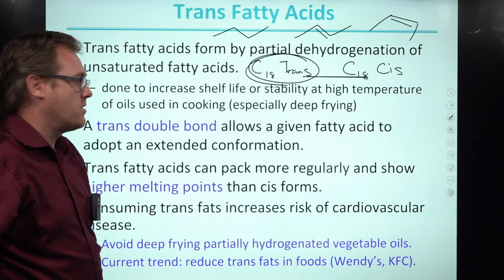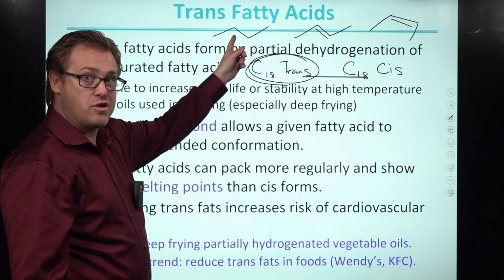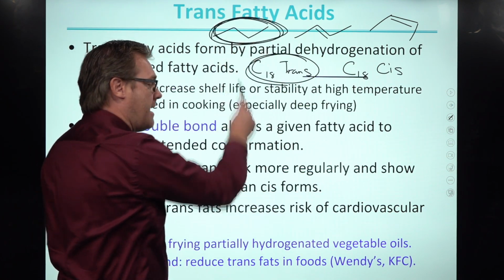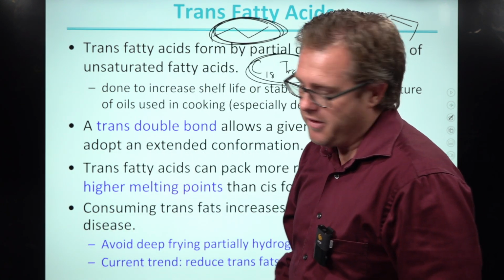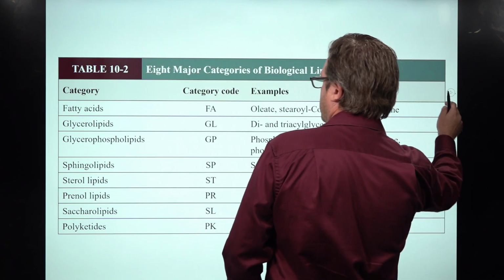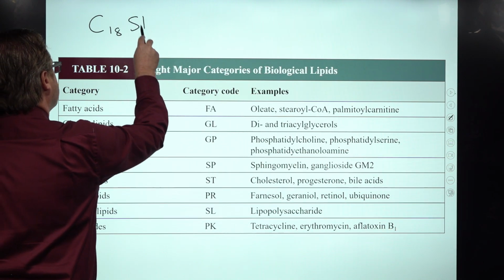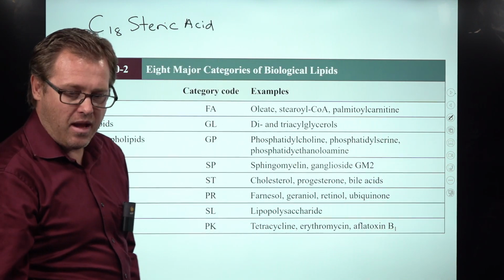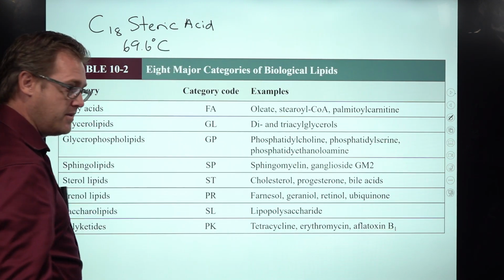But then you might ask, well, what about the trans versus the saturated? Which one's going to have the higher melting point? The saturated one is going to have the higher melting point. So if I show you an example here, if we look at stearic acid, let's see, I'll write it here. So C18 stearic acid has a melting point of 69.6 degrees Celsius.